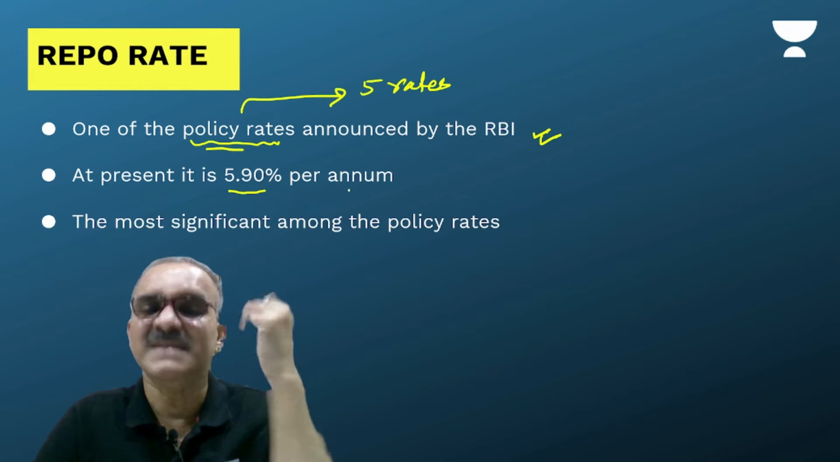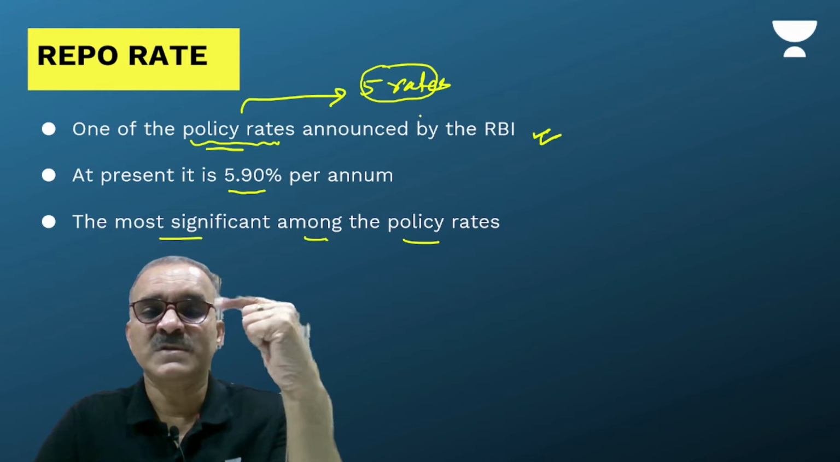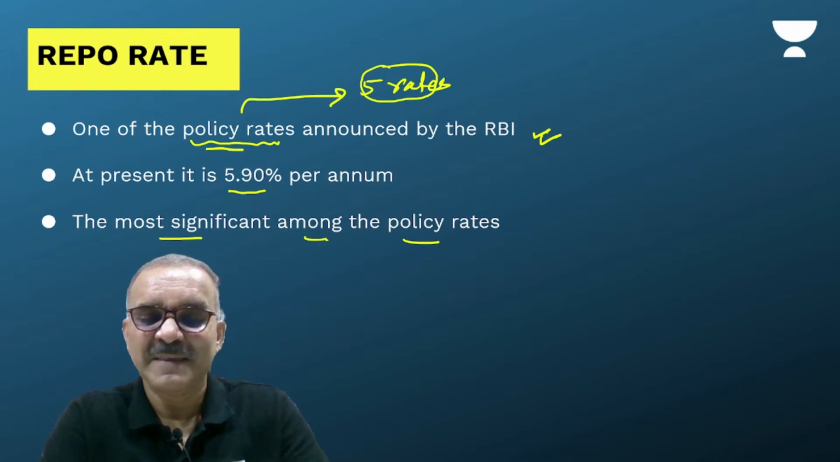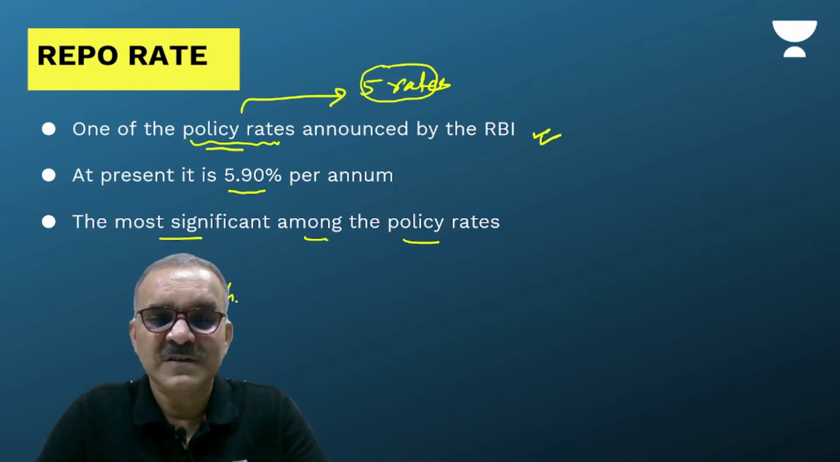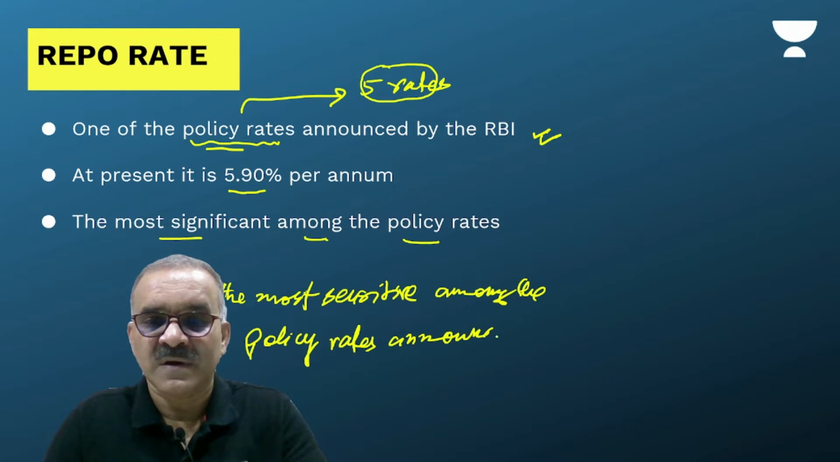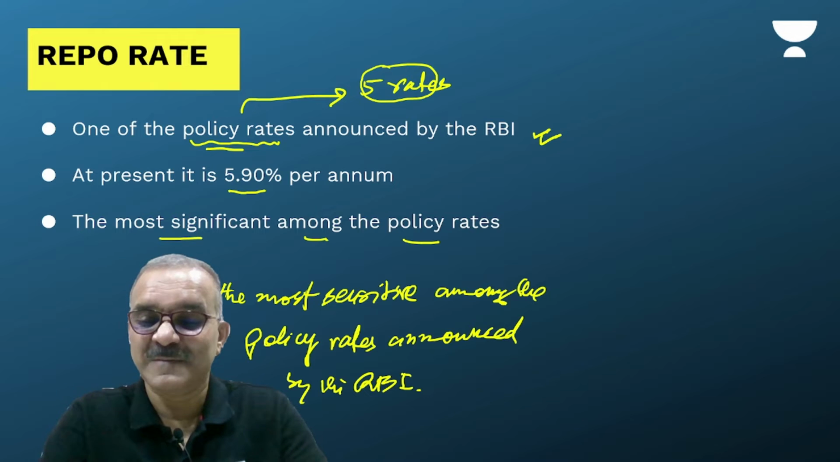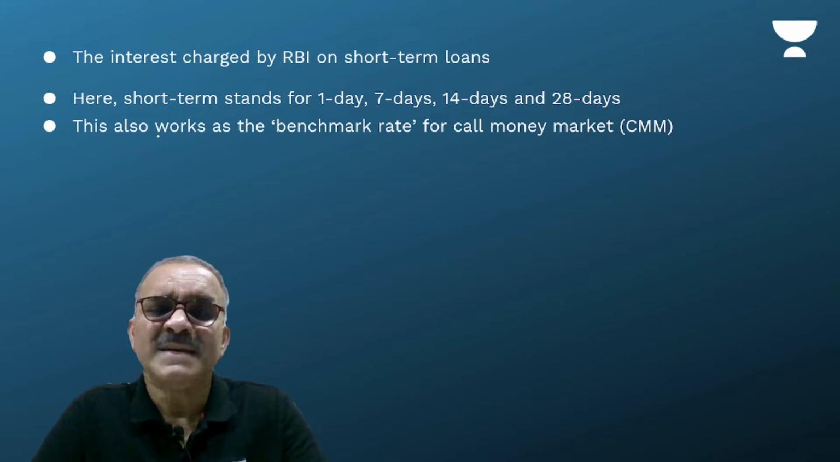What exactly is this rate? This rate is the most significant among the policy rates. Of the 5 policy rates which we know about, the most sensitive and most significant policy rate is repo rate. Among the policy rates announced by the Reserve Bank of India. Clear? This should be clear because from here questions are asked in objective exam.